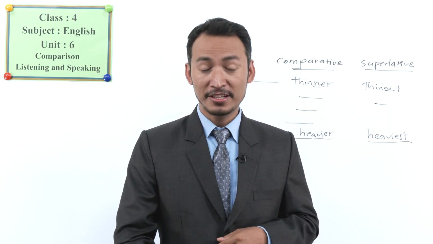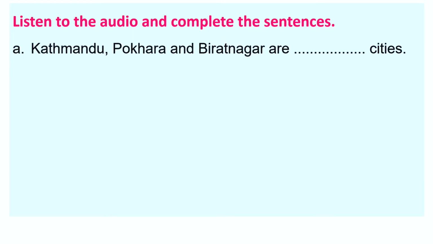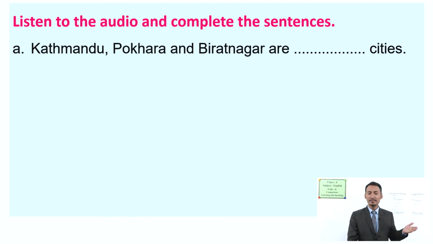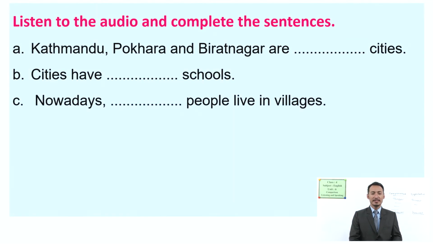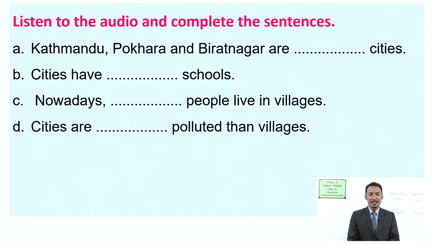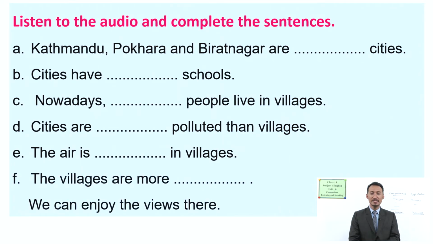Okay, now we have similar listening text here. We are going to listen to the text and do the exercise and complete the sentences like, let me read it to you. Listen to the audio and complete the sentences. Kathmandu, Pokhara and Viratnagar are cities. Cities have schools. See, nowadays people live in villages. So these cities are polluted than villages. The air is in villages, and the villages are more. We can enjoy the view there.